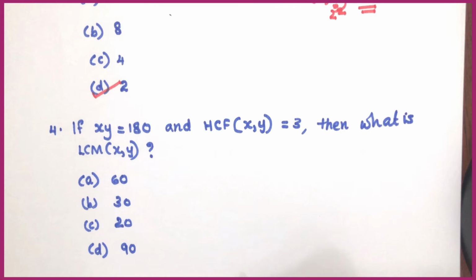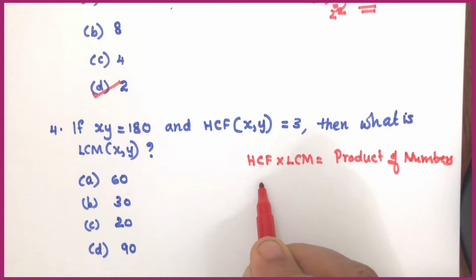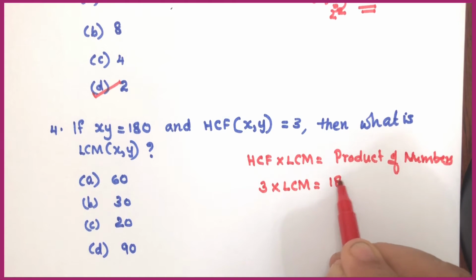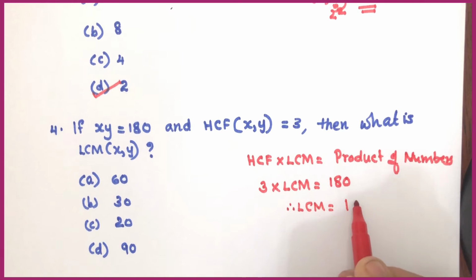Next one. If xy equals 180 and HCF of x, y is 3, then what is the LCM of x, y? Here given product of two numbers x and y is 180 and HCF. We need to find LCM. So what is the relation between HCF, LCM and product of the numbers? HCF times LCM equals product of numbers. Substitute the values. HCF is 3 times LCM is equal to product of numbers, that means xy, which is equal to 180. How to get the value of LCM? Divide by 3. LCM is equal to 180 divided by 3, which is equal to 60. So the answer to this question is 60, which is option A.